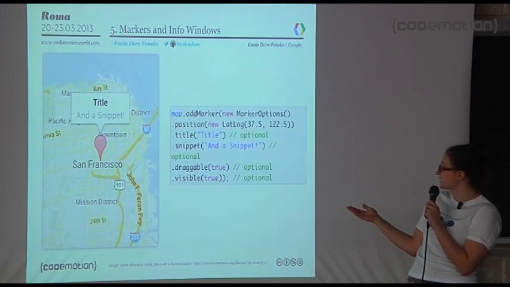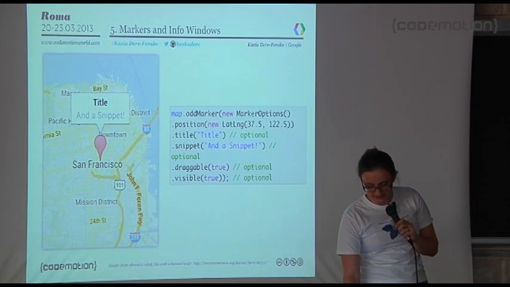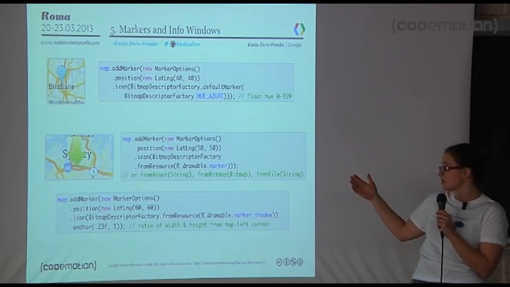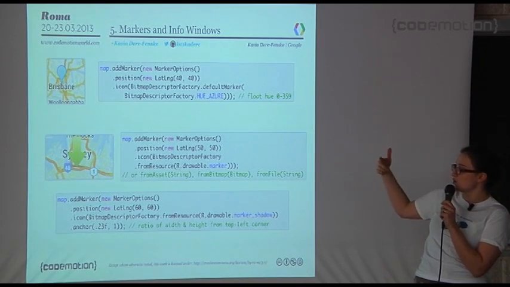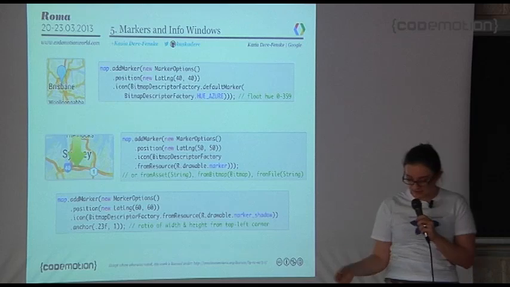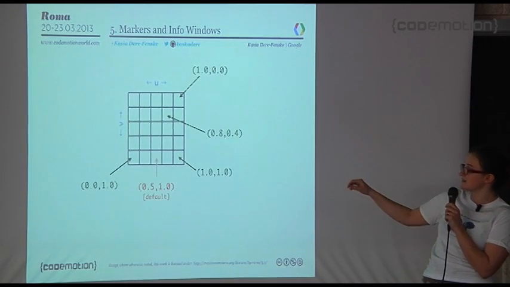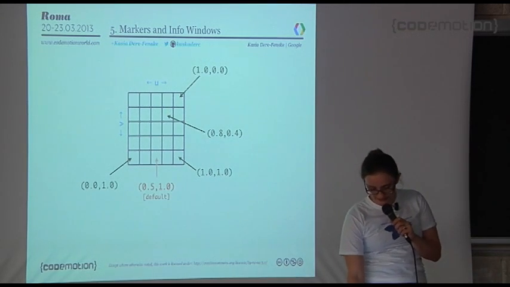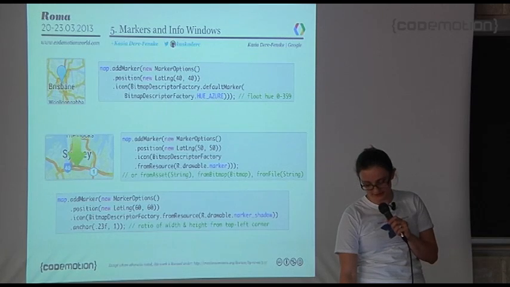Of course, you can have markers and info windows. This is how you add a marker. You can set a property, whether it's draggable, and set the title and the snippet. This is a bit more on markers and info windows, especially when it comes to adding your own images and shadows. The basic anchoring scheme is like this. The default is 0.5, 1.0, but you can tweak it like shown here by specifying anchor and giving values.